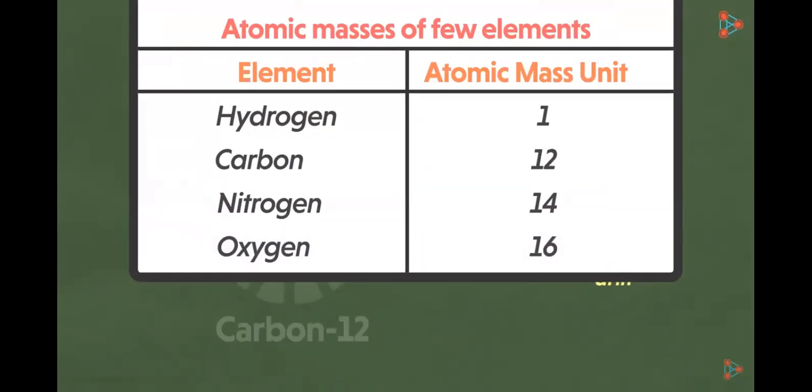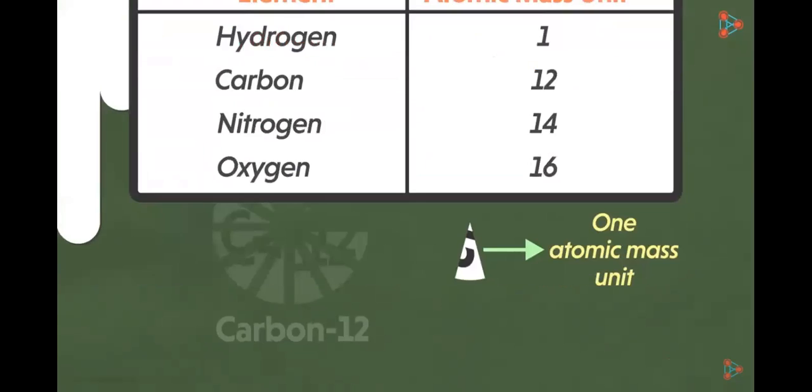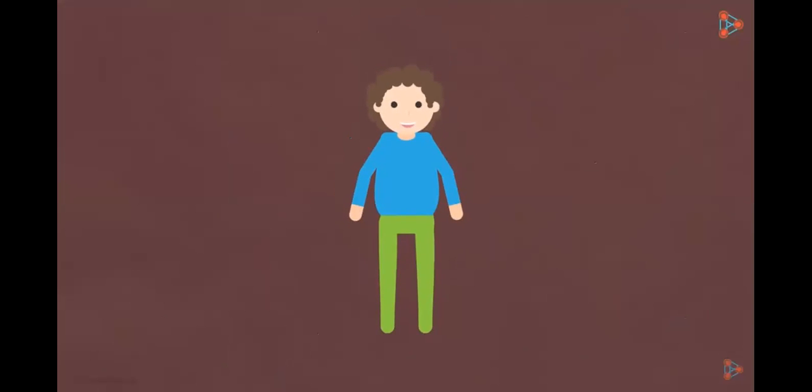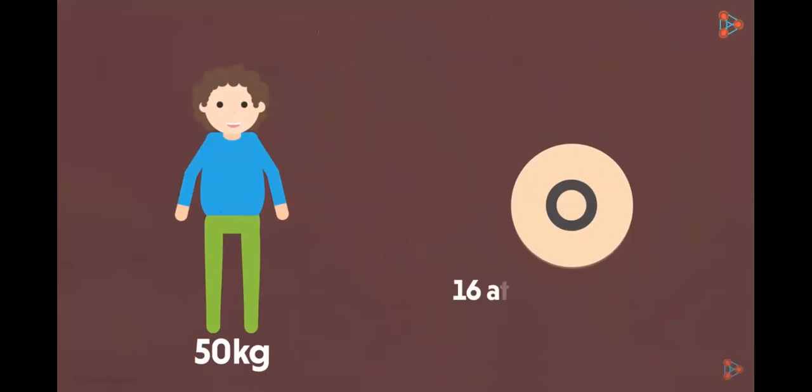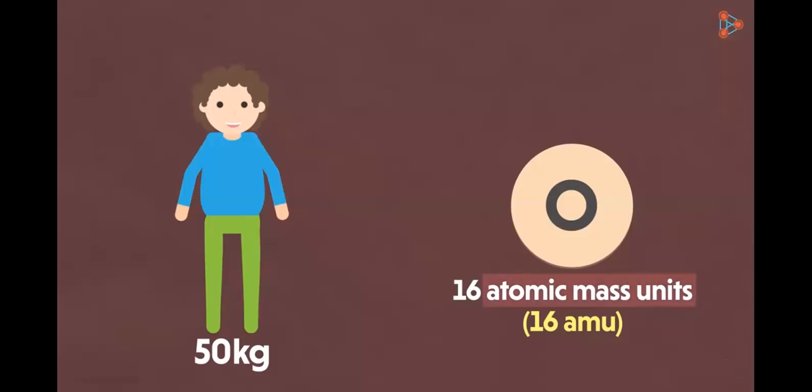How do we understand this in a simple way? Let me ask you a question. How do you measure the mass of a person? Using kilograms, right? We say that this person's mass is 50 kilograms. Similarly, we say that the atomic mass of oxygen is 16 atomic mass units, or 16 AMU. This is how we measure the atomic mass of any atom. The units used are atomic mass units.